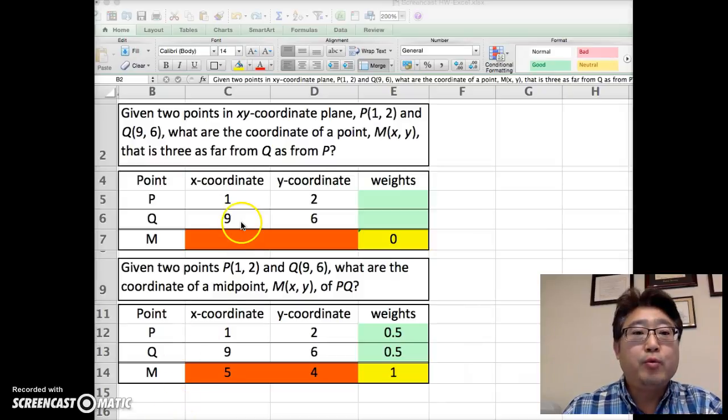Hello, today we'll learn how to find an intermediate point M between two endpoints P and Q.